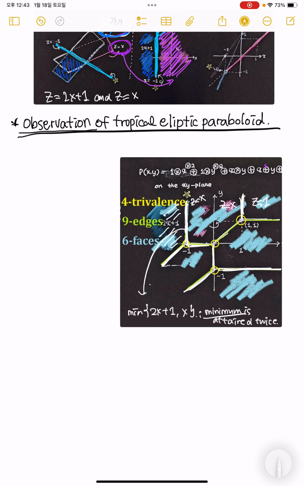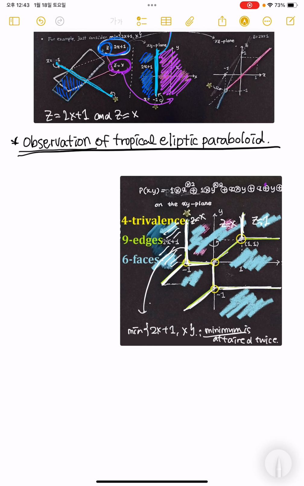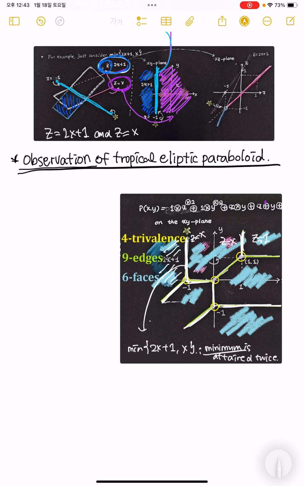That is very important because of the algebraic geometric sense. Later in this lecture, I'll explain the algebraic variety and the minimum or maximum being attained twice. I will explain the relation between being attained twice and algebraic variety.